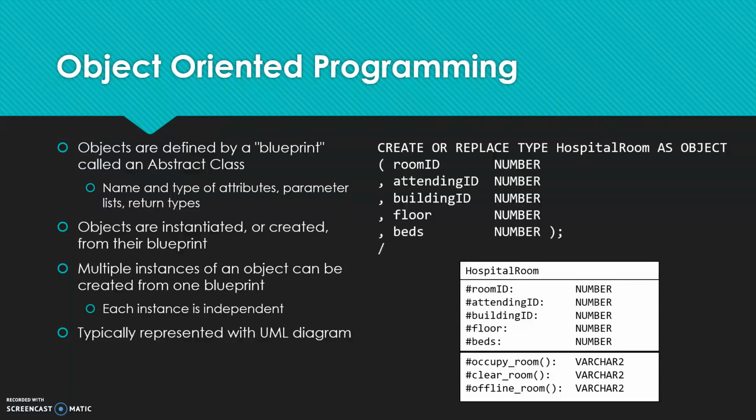These are typically represented with a UML diagram. Here we can see that we have created a hospital object, and this hospital object has different attributes, and then we have some functions that are created off of those attributes.